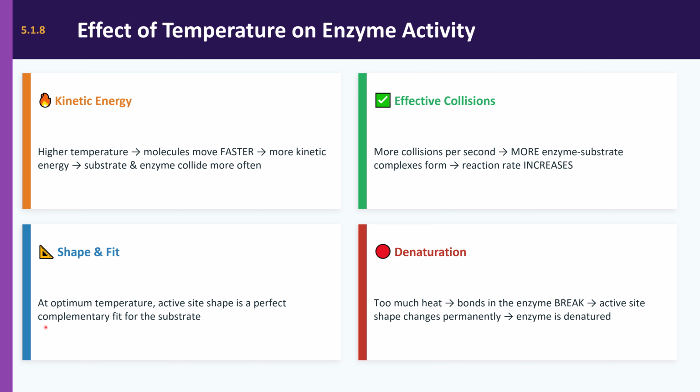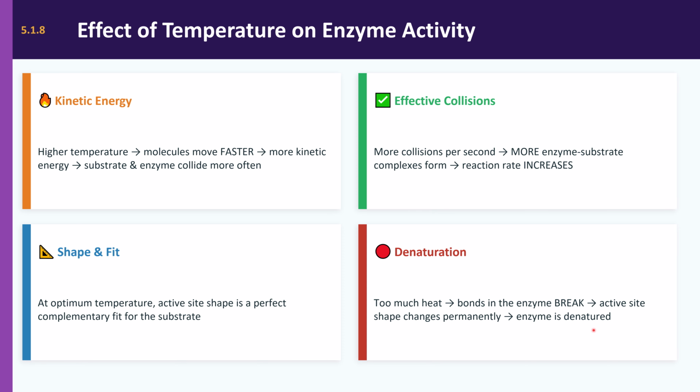Shape and fit. At optimum temperature, the active site shape is a perfect complementary fit for the substrate. Then denaturation, the breakdown. Too much heat, bonds in the enzyme break, the active site shape changes permanently, and the enzyme is denatured.